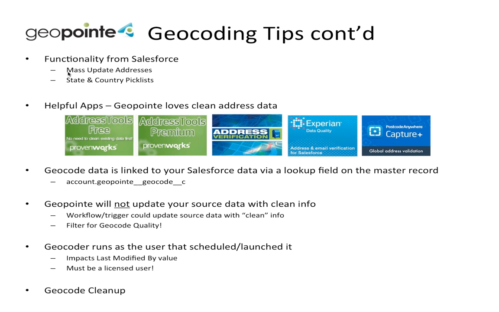The geocoder runs, and this is quite important actually, as the user that scheduled it. So whoever clicked that schedule jobs button is how the job is going to run every hour. That's what's going to be last modified by on your records. And it must be a licensed user. If that user loses the license, the geocode jobs are going to start failing. That's just a Salesforce thing.